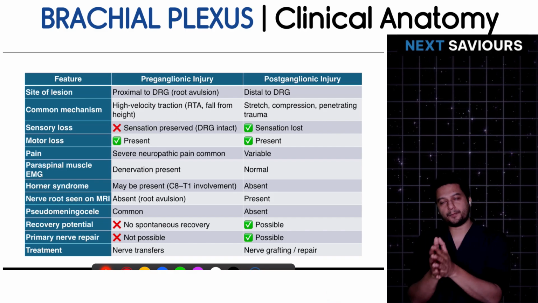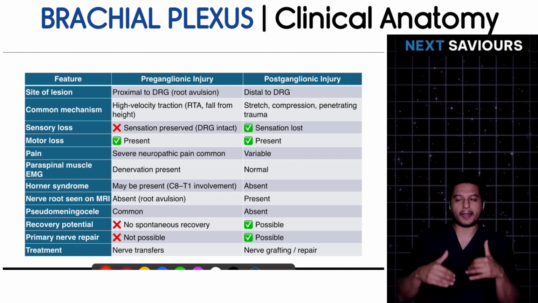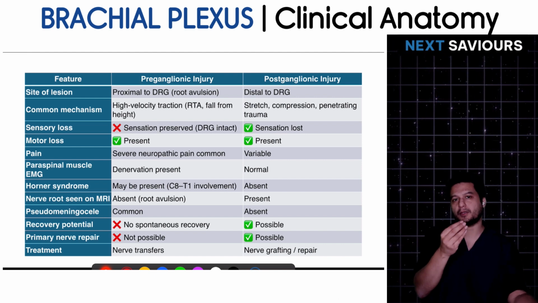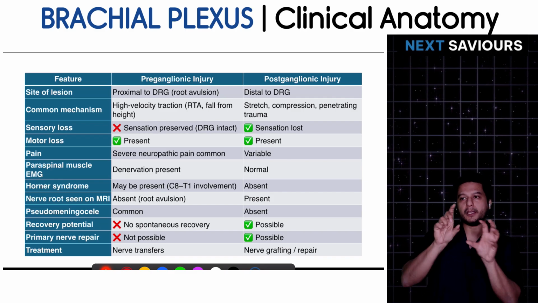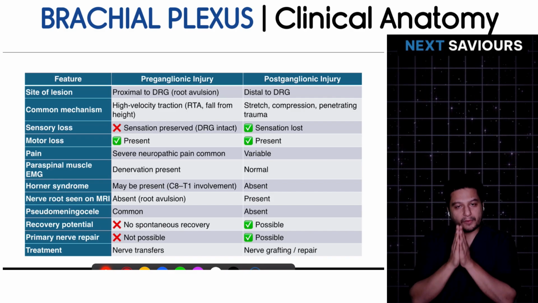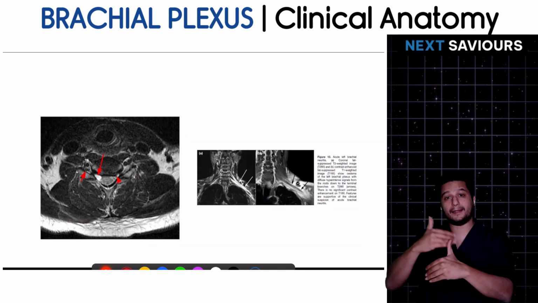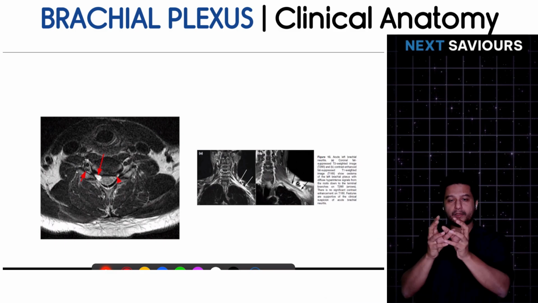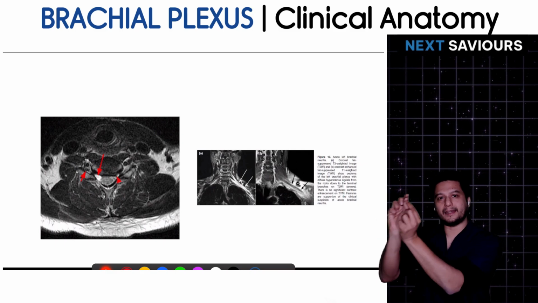Next point is how will you diagnose this condition? Imagine a patient comes to the emergency with a flail upper limb, no movement at all, and you have to make the diagnosis whether the patient is suffering from a preganglionic or postganglionic injury to the brachial plexus. So the investigation of choice obviously would be the MRI. And how will you identify this on the MRI? You see, there will be a root avulsion. From the spinal cord, the roots are getting avulsed.